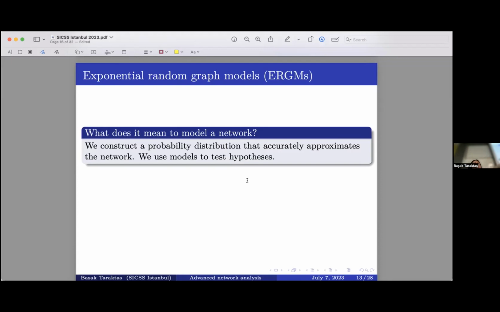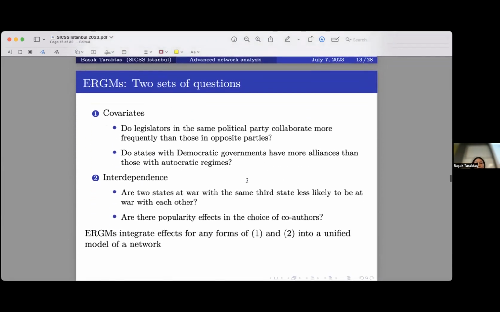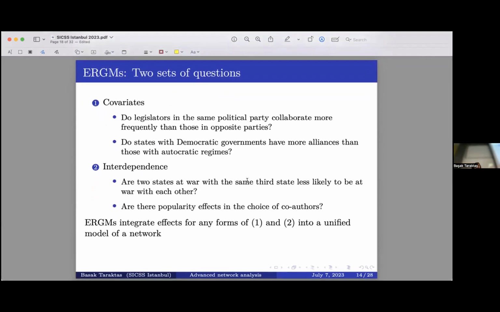So what does it mean to model a network? It means that we're going to construct a probability distribution that accurately approximates the network. Exponential random graph models construct this probability distribution, and they try to approximate the network to the observed network. Before we get into the details of these models, let us think about what we can study with this family of models. Basically we can ask two kinds of questions.